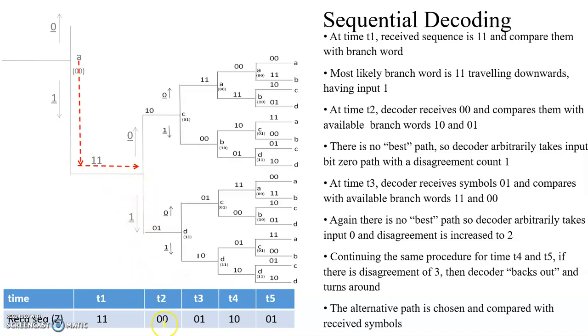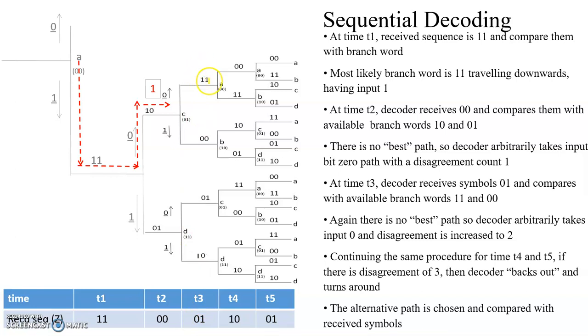The receive sequence is 0 0. There are two paths having output 1 0 and 0 1. None of the branches are having 0 0. So by default we choose the upper path. Over here we can see this 1 0 and 0 0 have a difference of 1 bit, that is the first bit is different. So the disagreement count is 1, which is written here. Then the next is 0 1, the receive sequence.